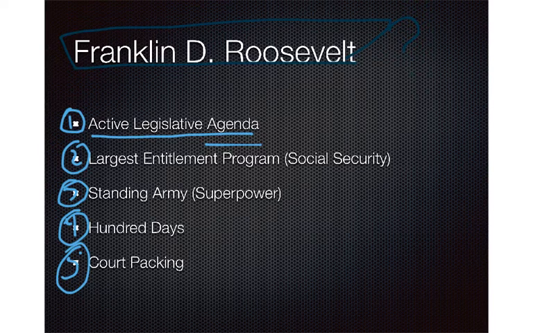The second is that under FDR, we will have some of the largest federal expansions of programs ever, and the biggest entitlement program to ever be conceived, which was Social Security, still around with us today, which fundamentally changes the size, the scope, and the nature of the bureaucracy, and thereby the presidency.